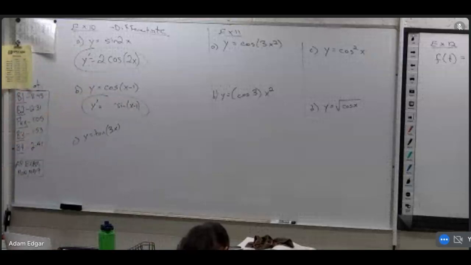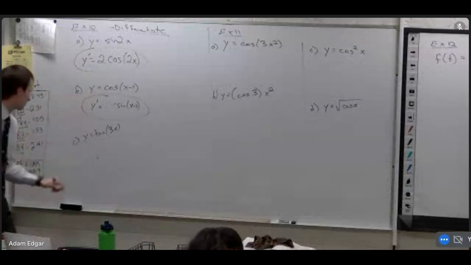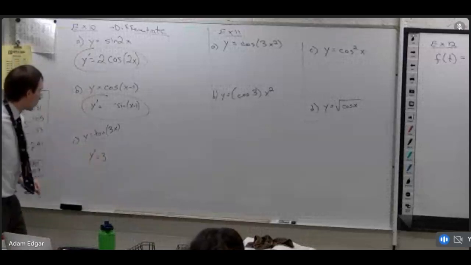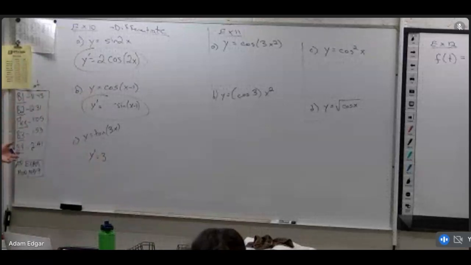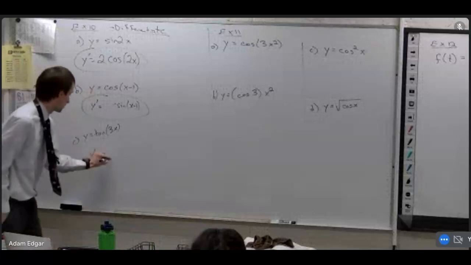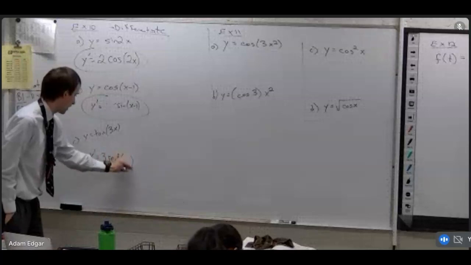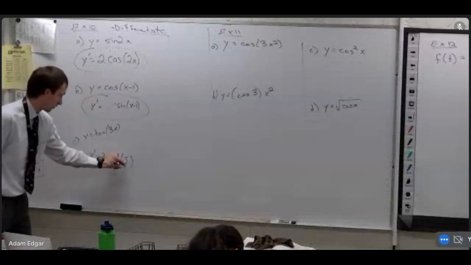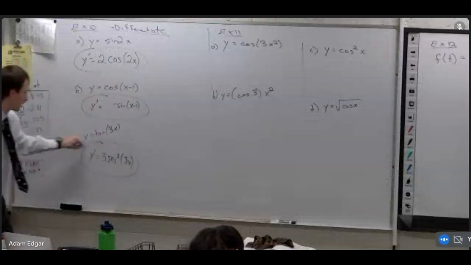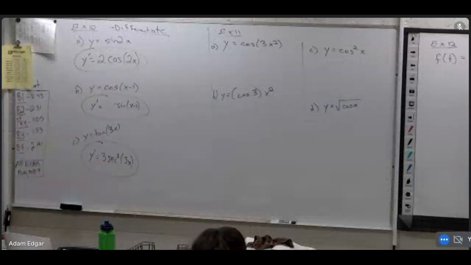How'd we do? Hey! Tangent function. Tangent of 3x. Who's inside? What's his derivative? 3. What's outside? What's the derivative of tangent? Hey, knowing your trig stuff is cool. So secant squared, what's inside your secant squared function? 3x. So you got 3 times secant squared of 3x. Done. How'd we do? Any questions with examples 10, A, B, C?